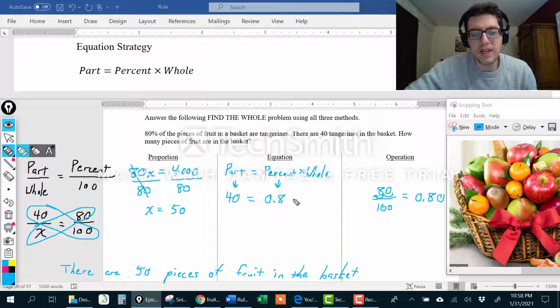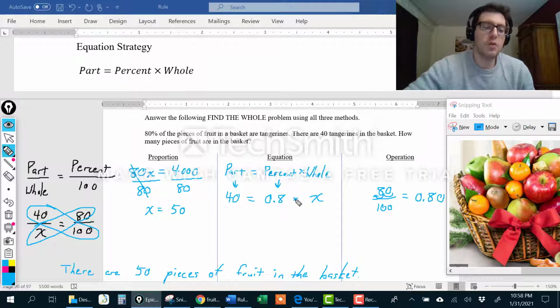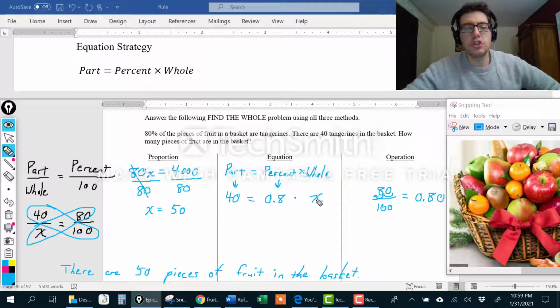Okay, so we have 0.8 times the whole, but the whole is what we're looking for, so we'll just put an X over there. And if you don't want to confuse this X, which represents multiplication, with this X, which is the whole number of tangerines that we're looking for, then instead of writing the multiplication as an X, we can write a dot to represent multiplication. So now the last step here is going to be to solve for X.